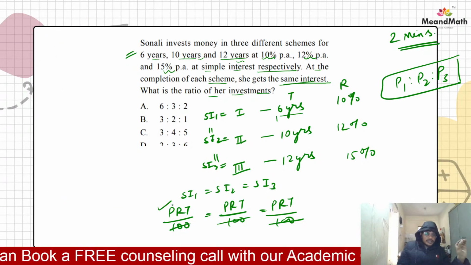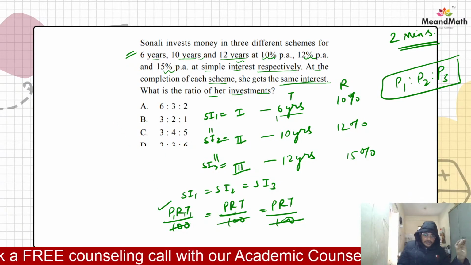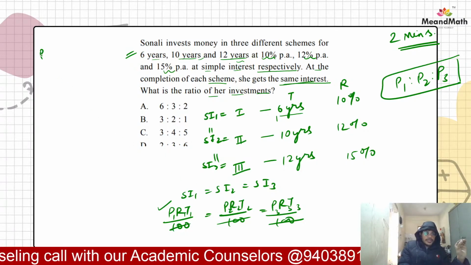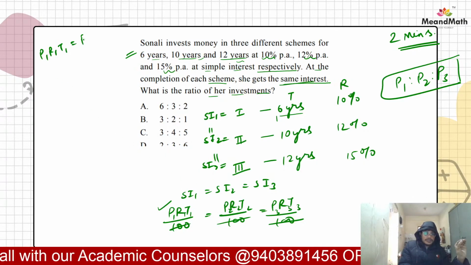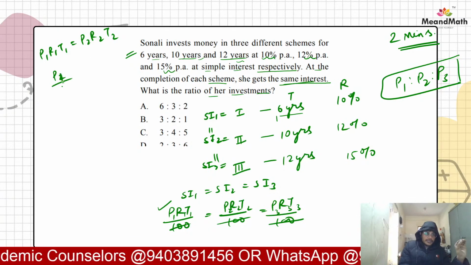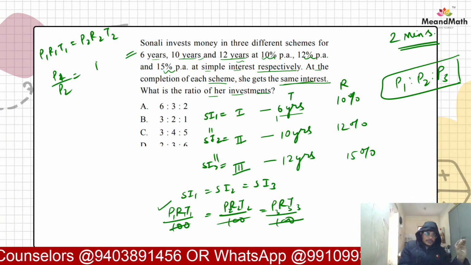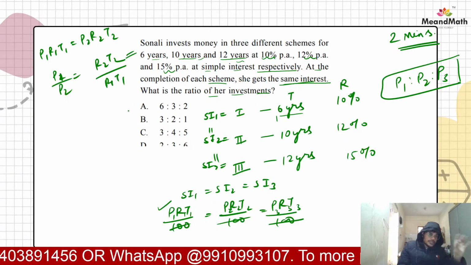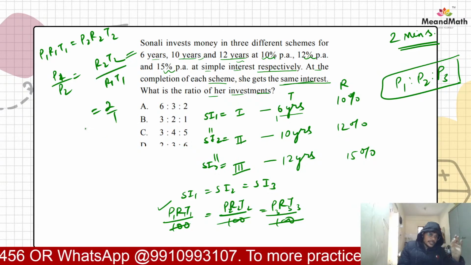See now, look at here. This is 1, 1, 1. This is 2, 2, 2. This is 3, 3, 3. That means P1 R1 T1 is equal to P2 R2 T2. That is P1 upon P2 is equal to R2 T2 upon R1 T1. Now put the values. What are the values? And you will be getting 2 ratio 1.